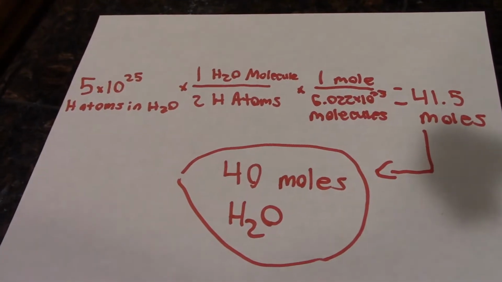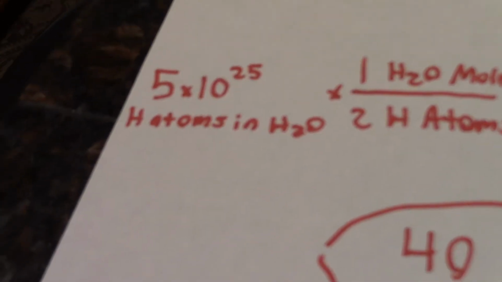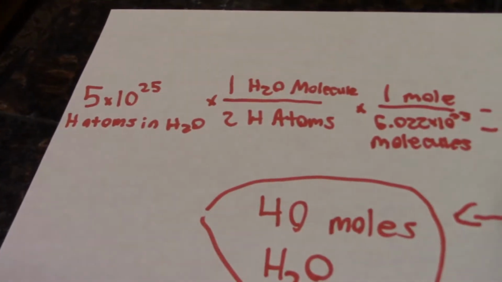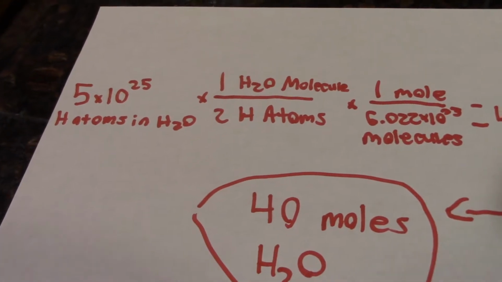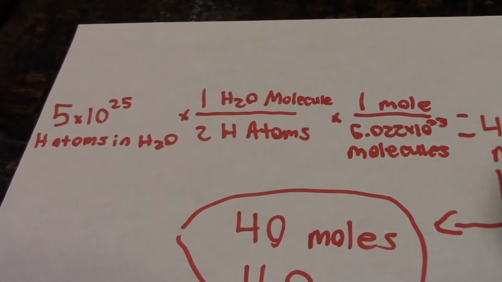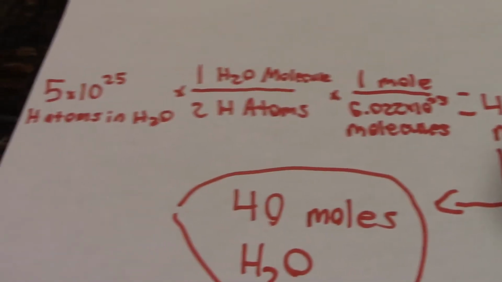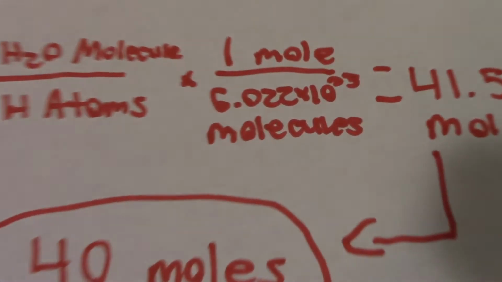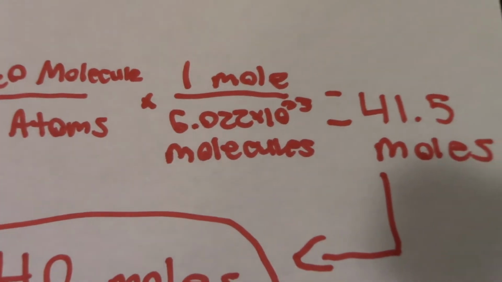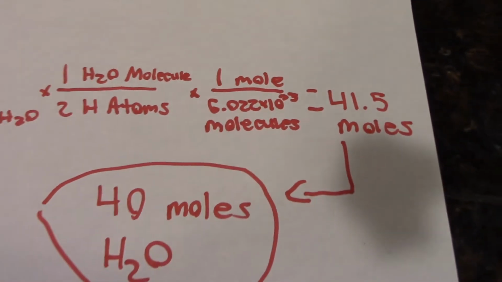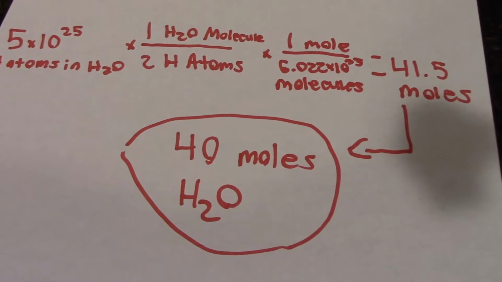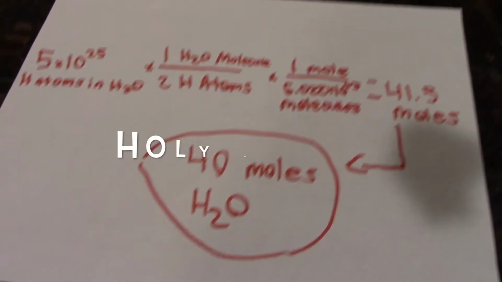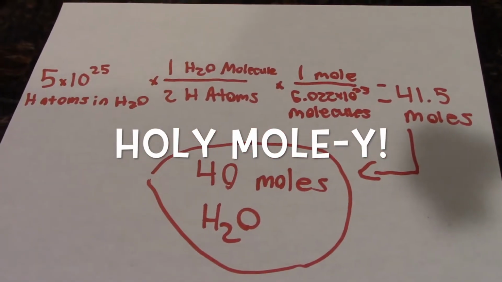First, we start out with 5 times 10 to the 25th hydrogen atoms in H2O. We have to account for how many hydrogen atoms are in a water molecule, so we divide by 2. This is just taking the process backwards. Then we divide by Avogadro's number, 6.022 times 10 to the 23rd molecules per mole, and we end up with 41.5 moles of H2O, and in significant figures, this is 40 moles of water.